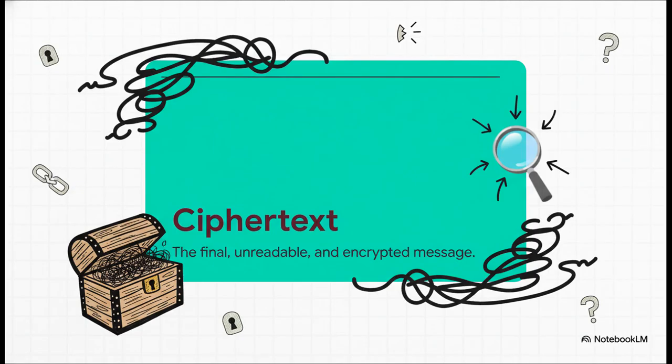And that brings us to the final ingredient, ciphertext. This is what you get after you've used the key. It's the scrambled, unreadable version of your message. Think of it as the locked box itself. Anyone can see the box, they know something's inside, but they have absolutely no idea what it says. The message is literally hidden in plain sight.